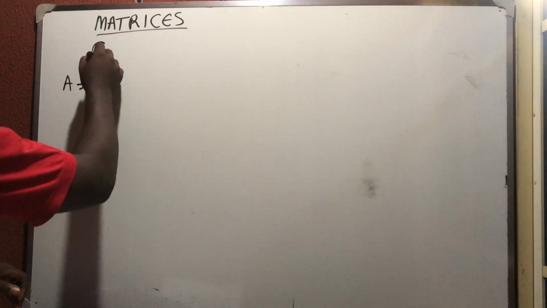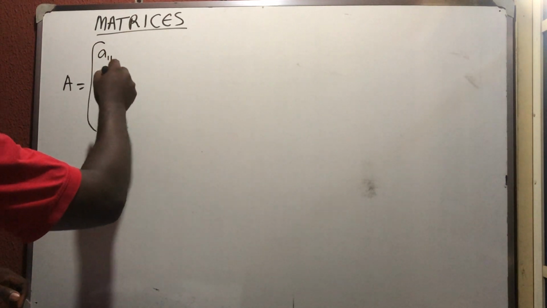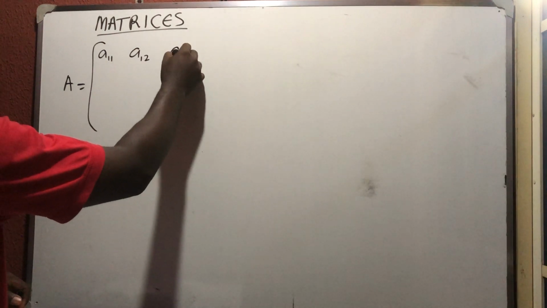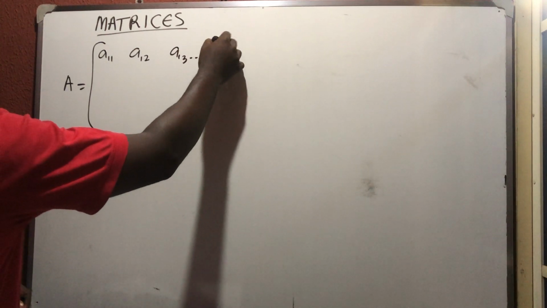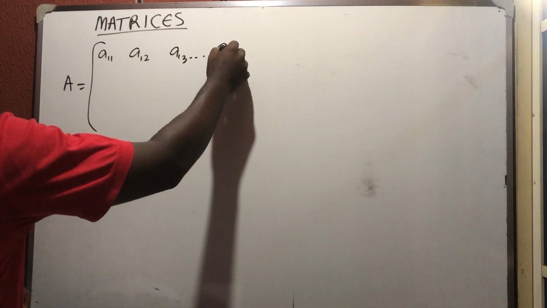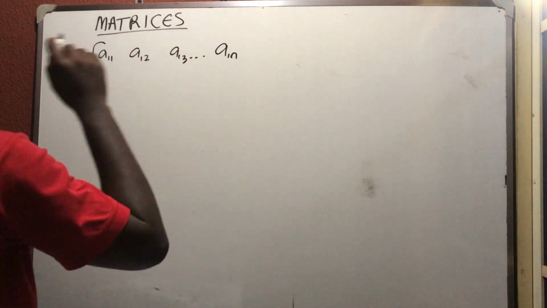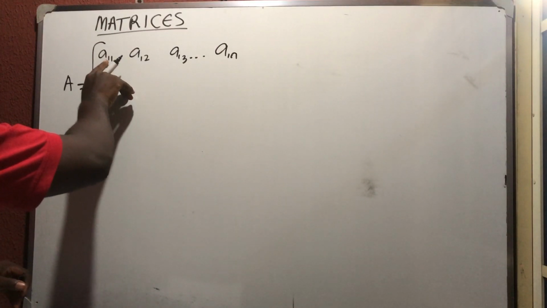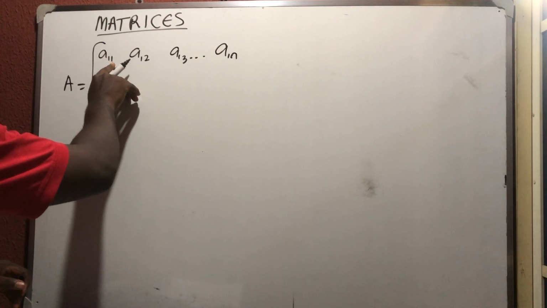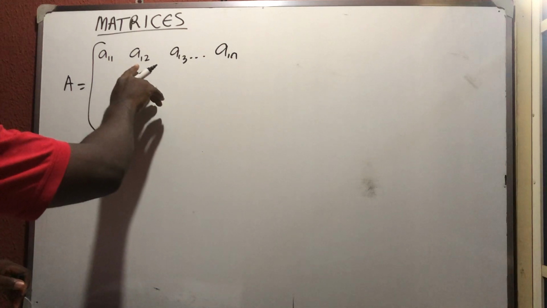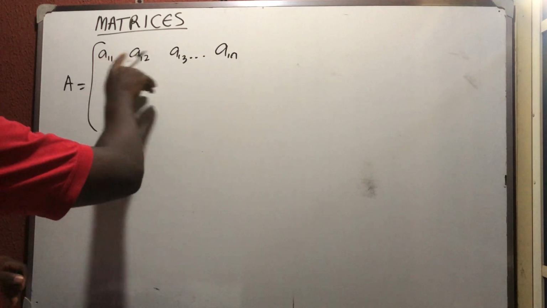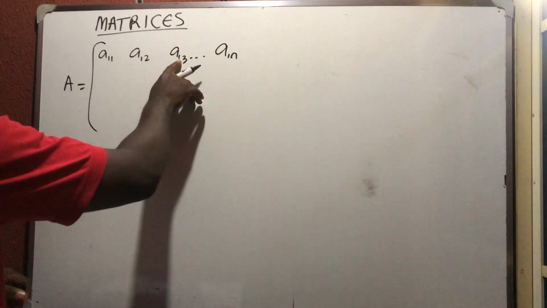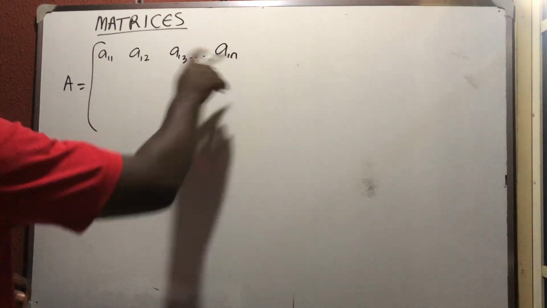I have A is equal to maybe A11, A12, A13, up to A1n. Okay, A1n. Then this is the row. This one means the first row, the first column. This is the first row. This is the first row, the second column, first row, third column, up to first row, n column.